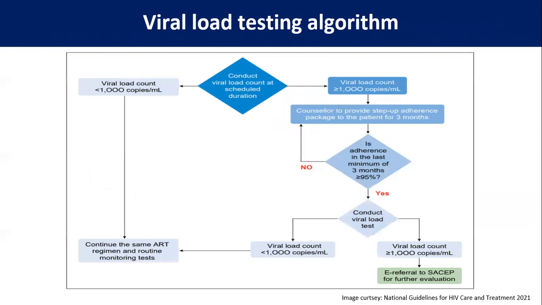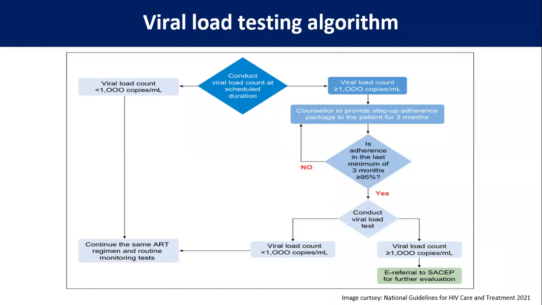So the algorithm, we all know it. After the test, if the patient has a viral load of less than 1,000 copies per ml, the ART is still effective, and we advise the patient to continue the ART regimen and routine monitoring tests. Now, if the viral load is found to be more than 1,000 copies per ml, then the counselor provides a step-up counseling package to the patient for 3 months. After 3 months, if the adherence is more than 95% in each of the 3 months, we proceed to conduct the repeat viral load test. And if the adherence is less than 95%, then again we go for step-up adherence.